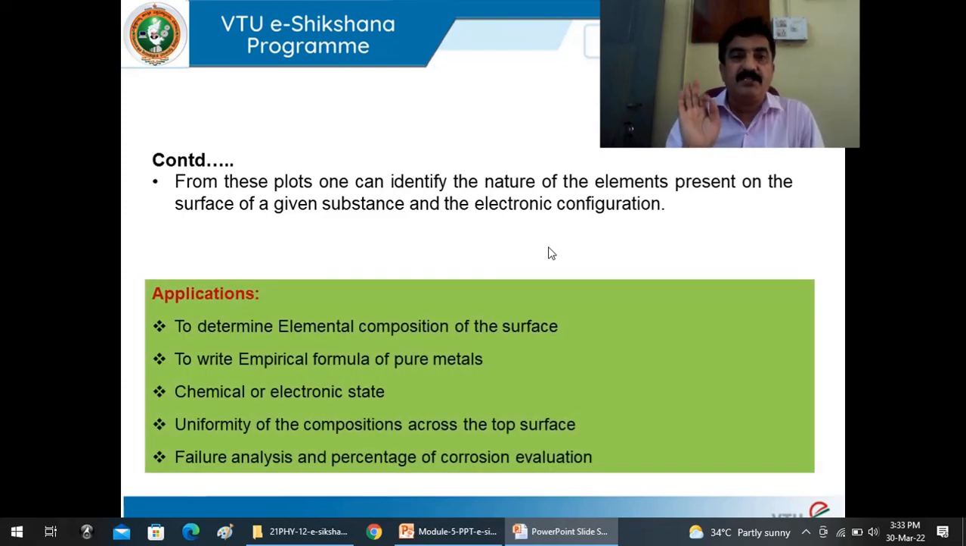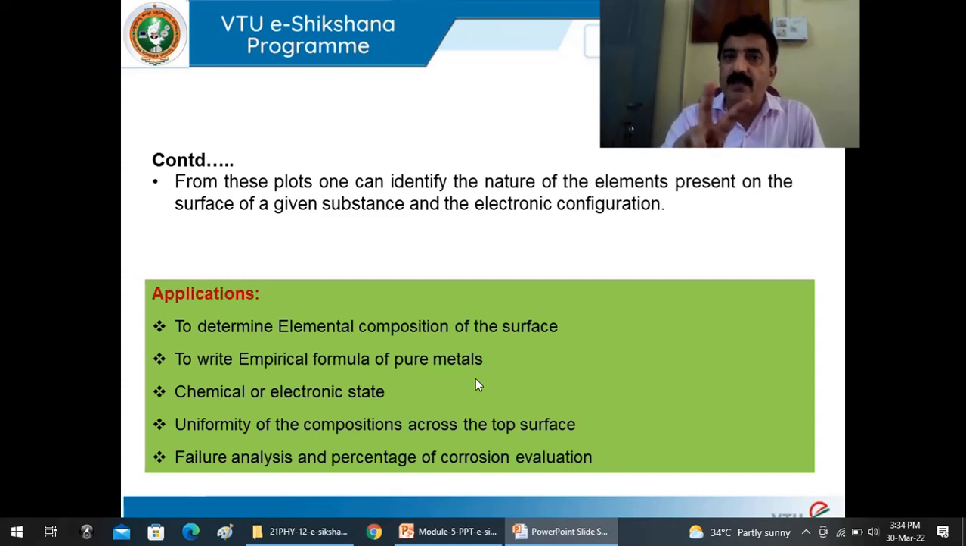So application wise, XPS application. XPS is used to determine elemental composition on the surface. To write empirical formula of pure metals, once you know whether the substance is pure or not, then you can decide whether to write the formula or not. Okay, so once the substance is decided, whether it is a pure element or containing some other organic or inorganic elements, then you decide to write the equations or to write the chemical structure for that particular compound.